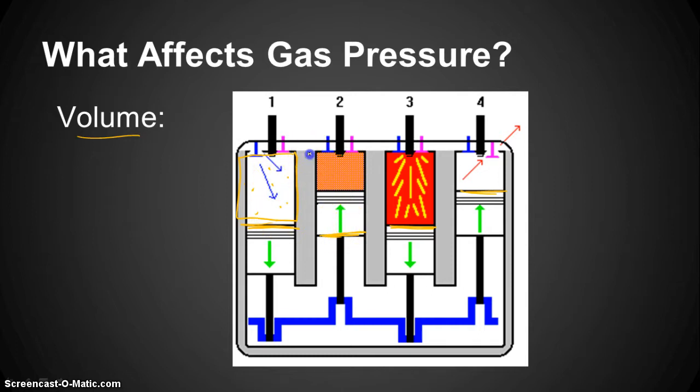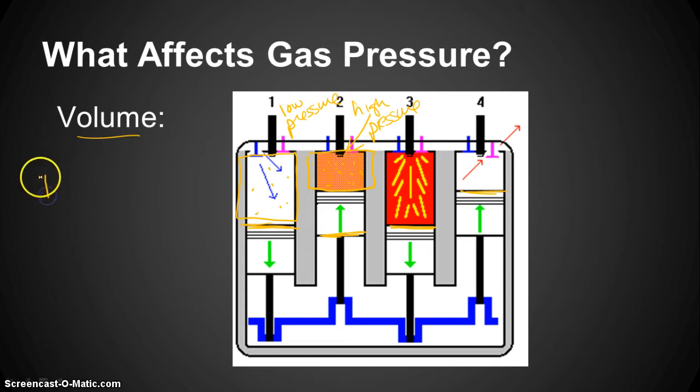But in the second picture here, we have reduced the volume. The volume has gotten smaller. And so now the gas particles are much closer together. And because they're much closer together, they're going to run into the walls more often. And so this is an area of increased pressure. So this is high pressure. And over here where there was more space, this is lower pressure. So as you can see, volume and pressure are related to each other.